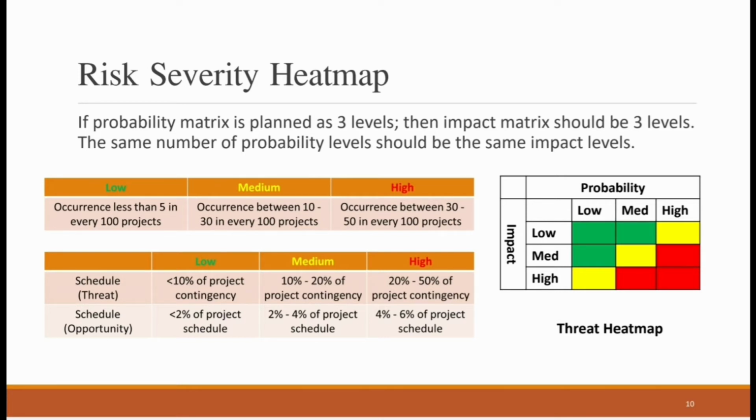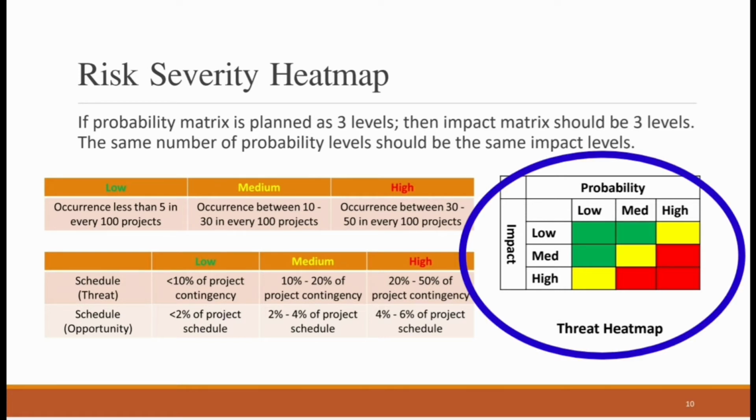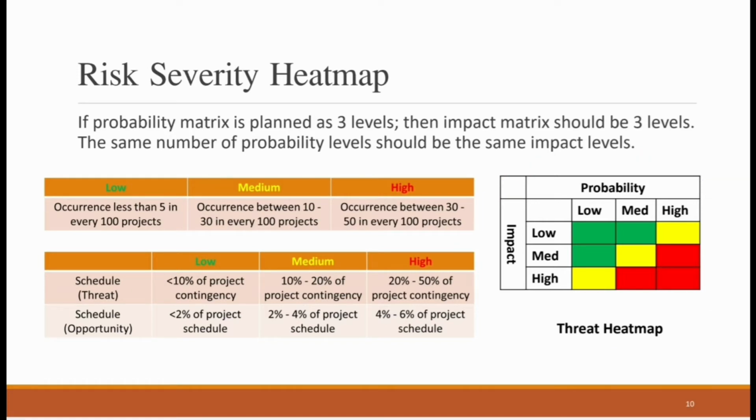Why? Because this will help us in developing the heat map. If we are using 3 levels of probability matrix and 3 levels of impact matrix, this is how the heat map will look like. We will have the probability on the top, and on the left side we will see the impact, and in between we will have low, medium, high for the probability and the impact, and we will set different colors for these.